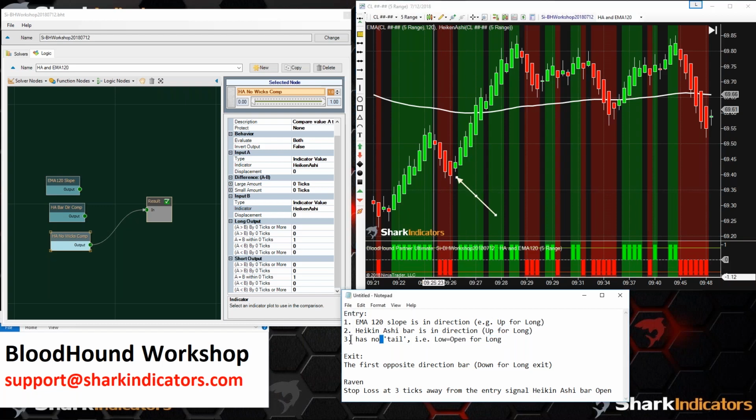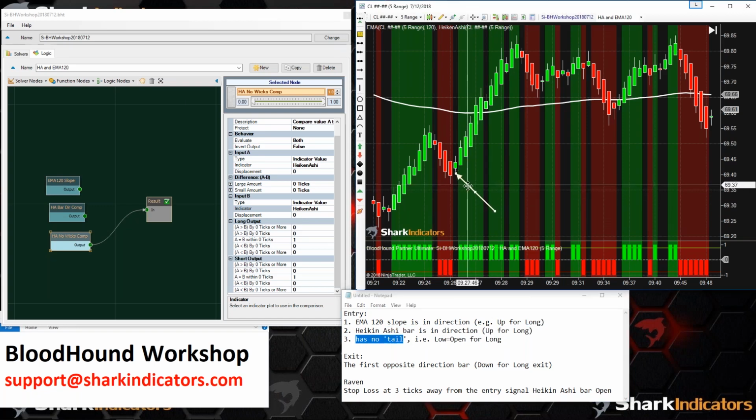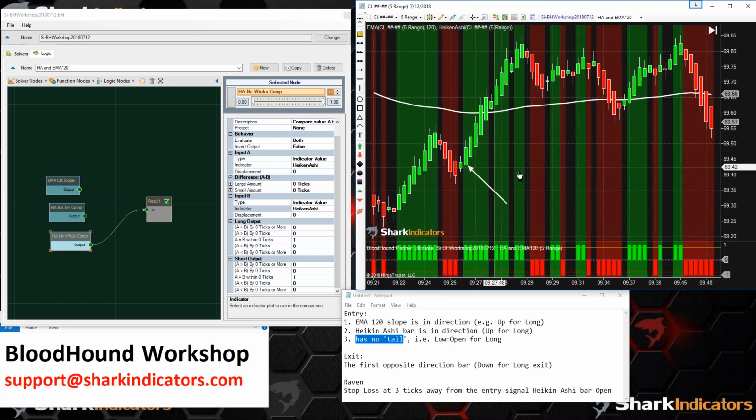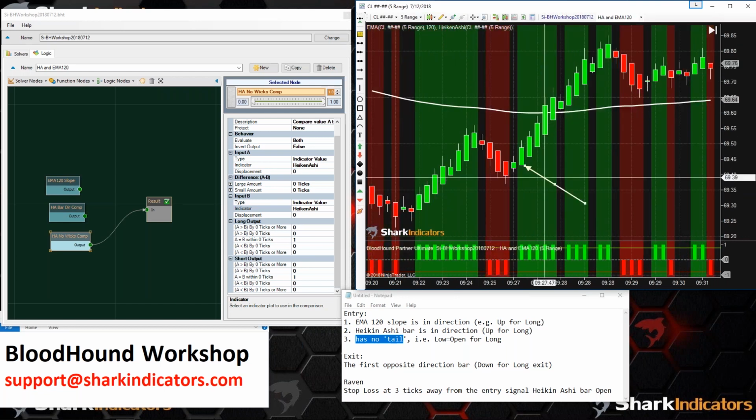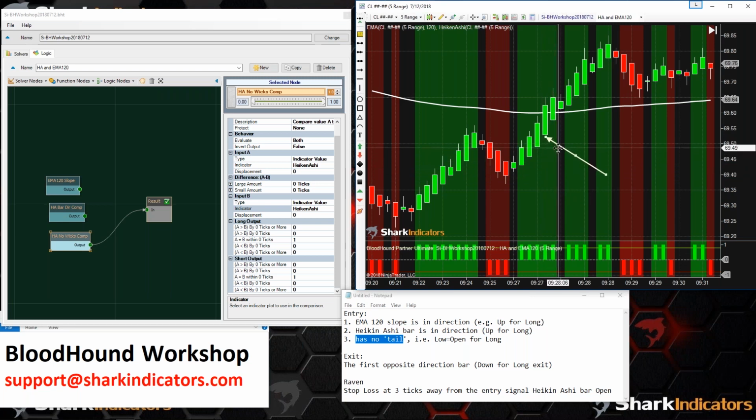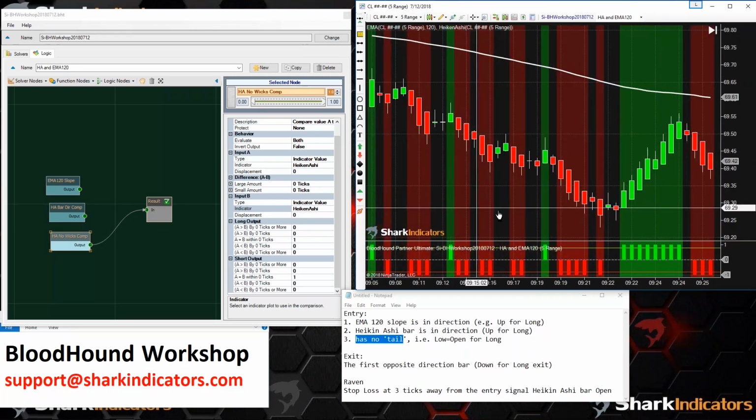Because remember, rule number 3 says has no tail. So this has a tail, so it doesn't qualify, right? So that bar is missing a tail. That's what we're looking for. And we have a long output on that bar, right? No tail, we have a long output. No tail, we have a long output. No tail, long output.